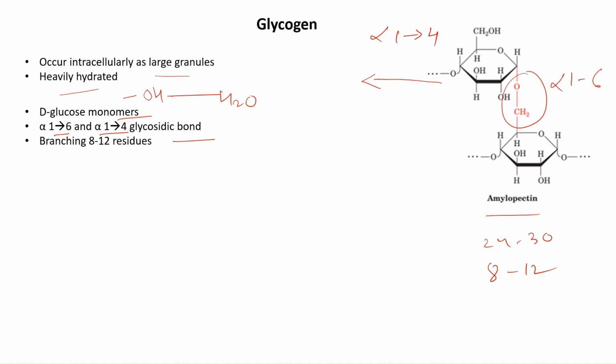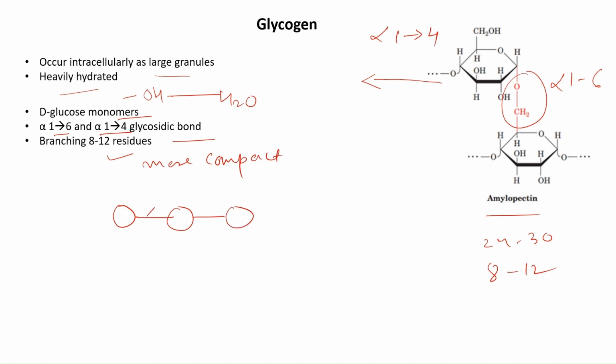Wherever a linear chain is there, it has an alpha 1,4 bond. And branching occurs after every 8 to 12 residues. Therefore, glycogen is more compact compared to starch. Now, if you see this branching, suppose this is one glucose unit, second glucose unit, third glucose unit.